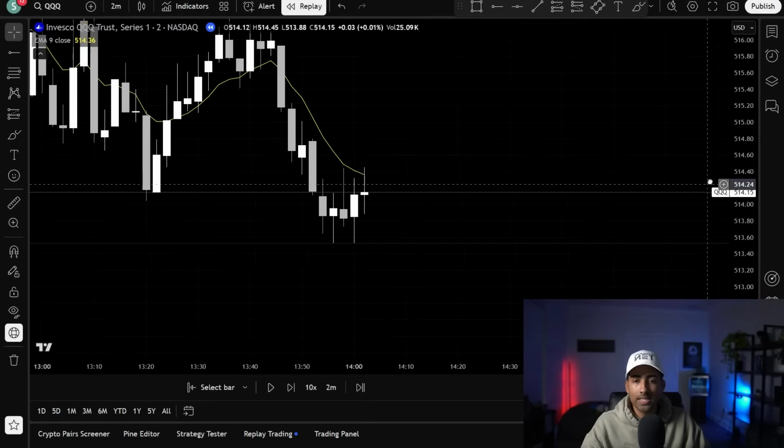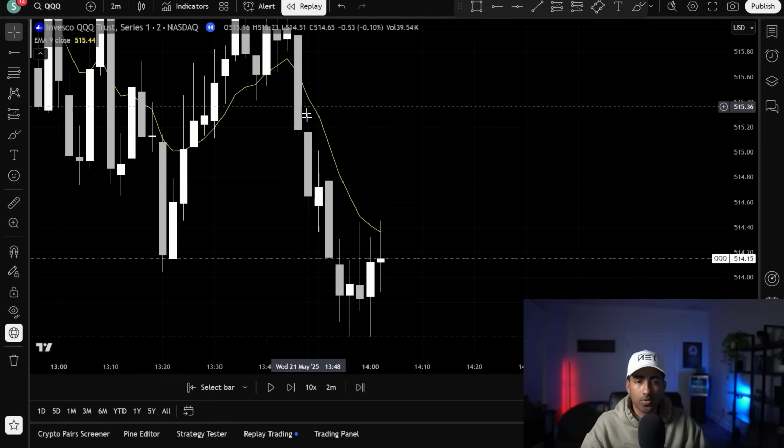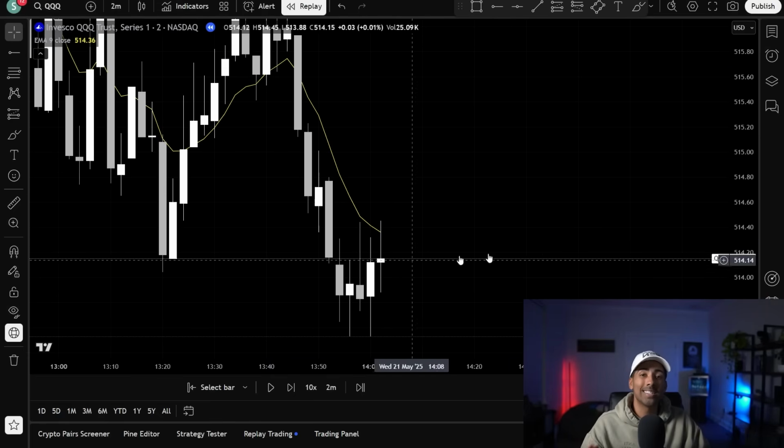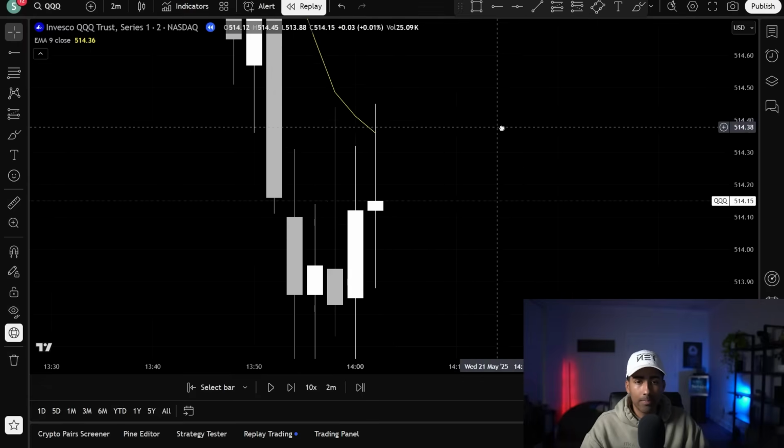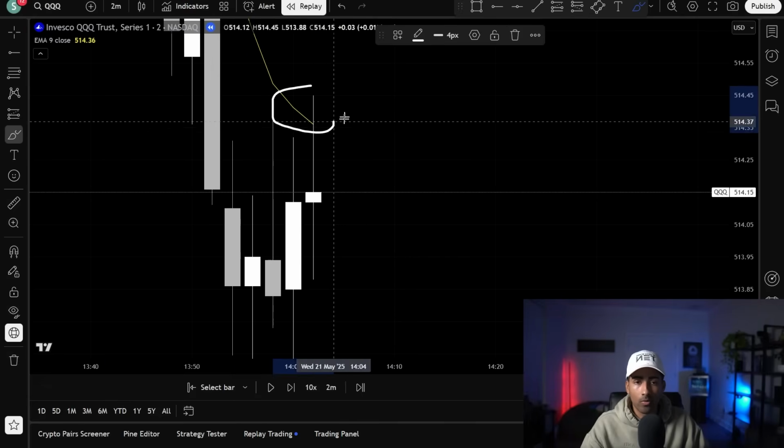So for example, let's say that we've got a nice downtrend here that comes through the EMA, and now we're looking to retest that move. Well, what's most likely going to happen is we're going to retest the EMA right here.